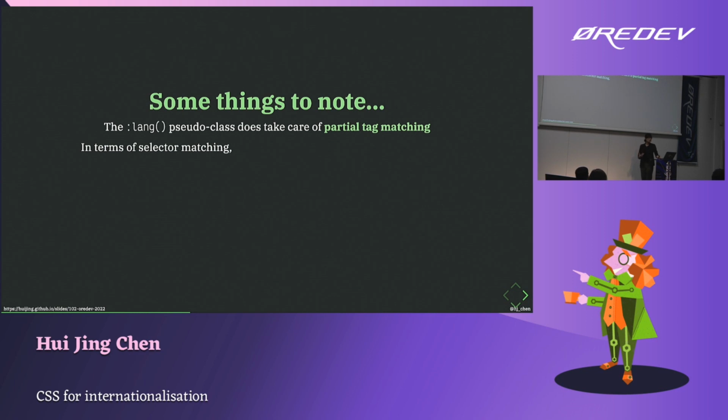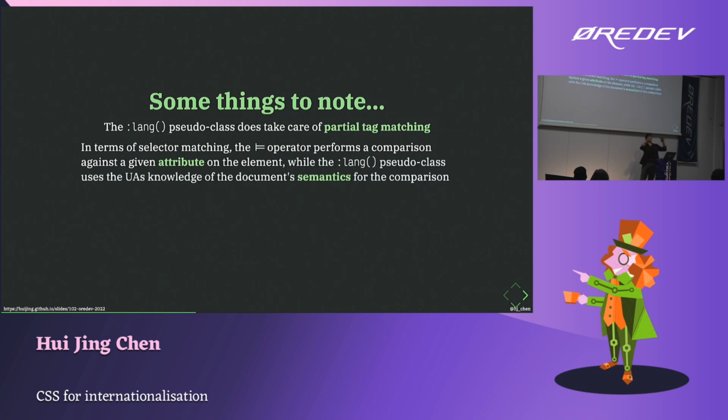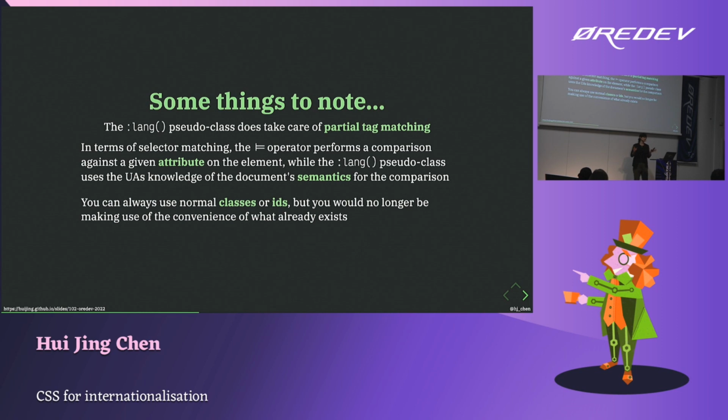As for the mechanics of matching, the attribute selector operates based on the attribute that is applied to an element, so the element must have that attribute. Whereas the lang pseudo class makes use of a document's semantics. That's why the lang pseudo class worked in the example earlier. Of course, you're also free to use just normal classes or IDs, but then you'd have to give all your elements very specific language CSS classes. So it's up to you. There are no hard and fast rules on how you want to write CSS. Use important if you like it, but I personally go for the pseudo class route.